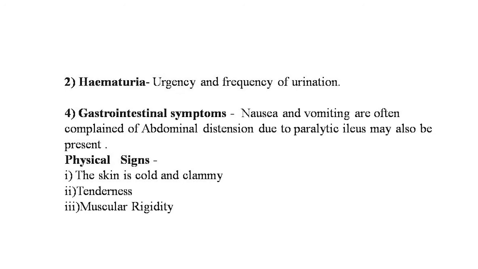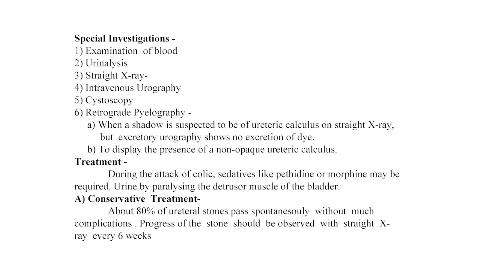The physical signs are that the skin is cold and clammy, with tenderness on the abdomen and muscular rigidity. Now the investigations in ureteric calculus are routine examination of the blood, urine analysis, straight X-ray, intravenous urography, cystoscopy, and retrograde pyelography. When a shadow is suspected to be of ureteric calculus on straight X-ray, but excretory urography shows no excretion of dye to display the presence of a non-opaque ureteric calculus, these are the benefits of retrograde pyelography.